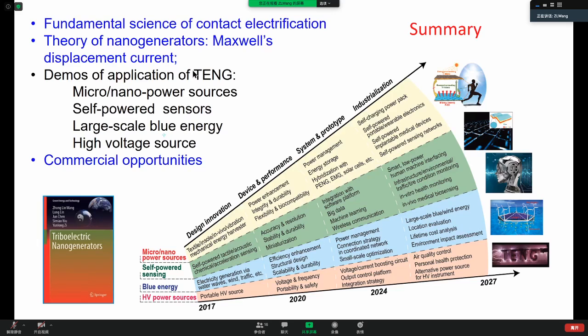But at that time we did not understand the fundamental physics of the power generation for our technology. Until recently, we understood it is Maxwell's displacement current. Therefore, the nano generator is a field that utilizes Maxwell's displacement current as the driving force for converting random, low quality, distributed mechanical energy to electrical power. That's the definition of nano generator. You can use nano materials for better performance, but you don't have to.